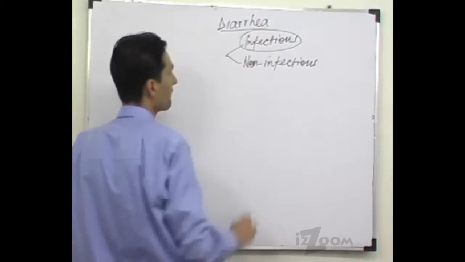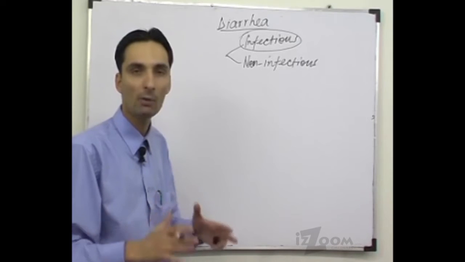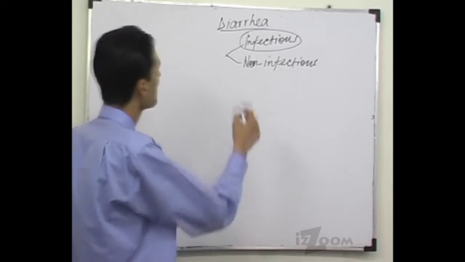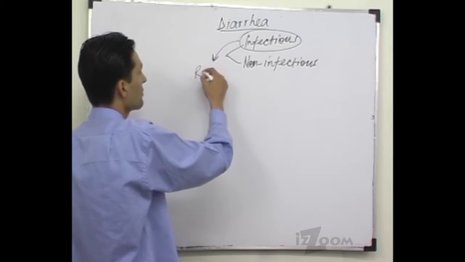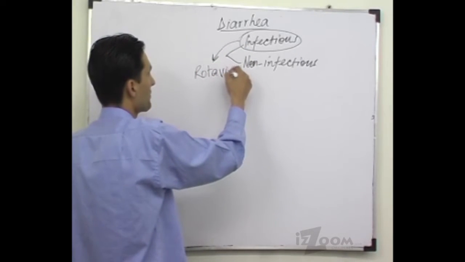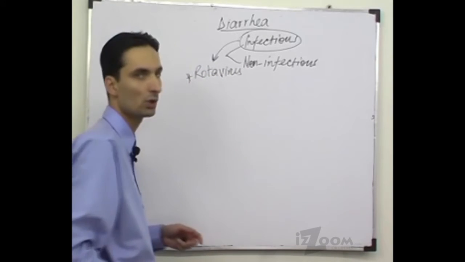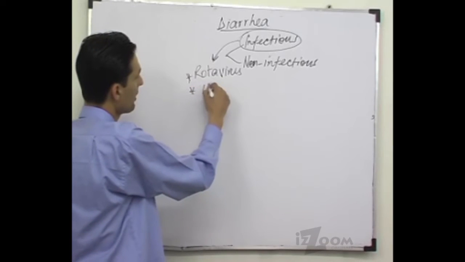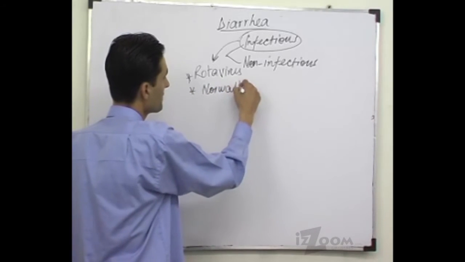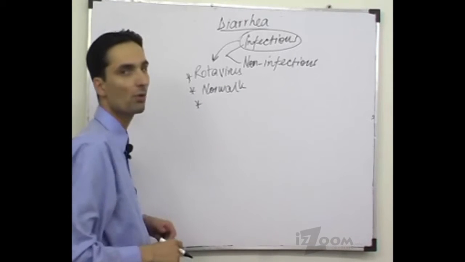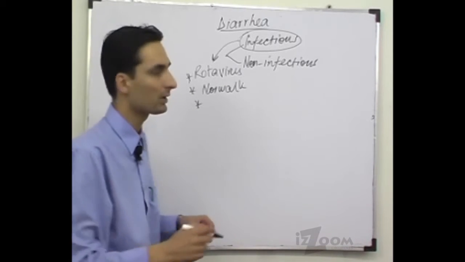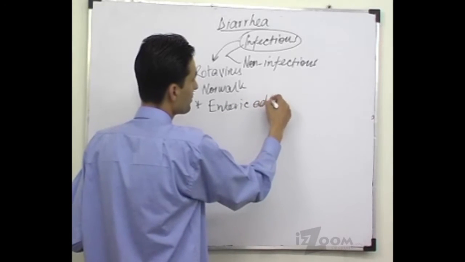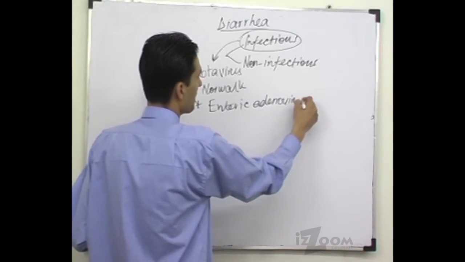causes of infectious diarrhea, the most common infectious cause of diarrhea in the pediatric age group is the rotavirus. Rotavirus is the most common cause. Other viruses such as Norwalk virus and gastrointestinal adenovirus, or enteric adenovirus, are also common causes of diarrhea.